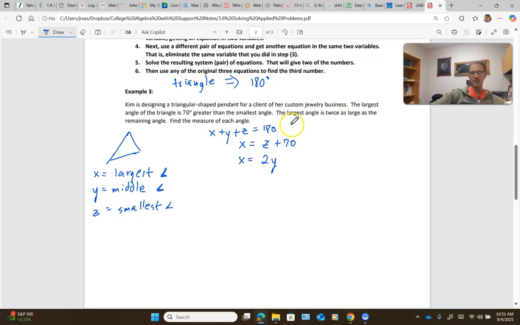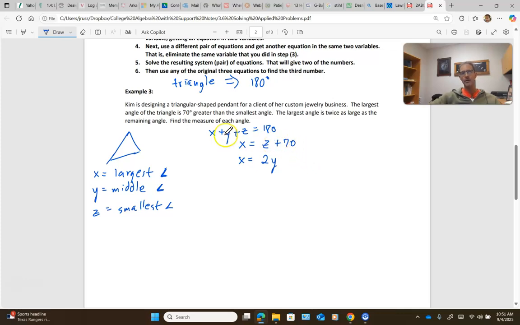Alright, so here is my system. Now, what's different about this one than the systems that we saw in 3.5? Well, for one thing, all of my variables are not on the left-hand side, so I'm going to have to move some variables around. Furthermore, in each of these equations, I don't have every single variable. This one has an x and a z, but it's missing a y. This one has an x and a y, and it's missing the z.